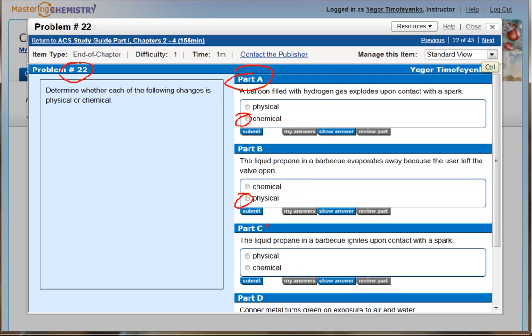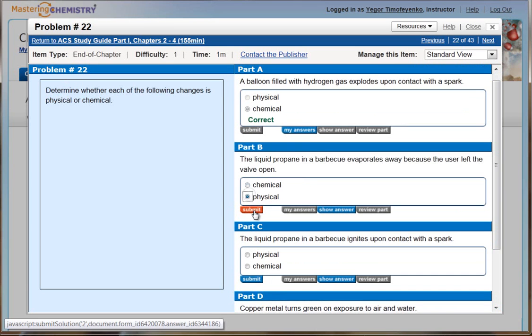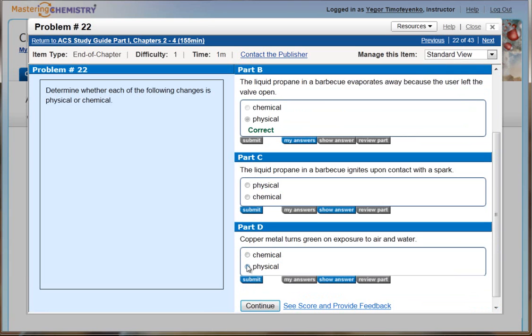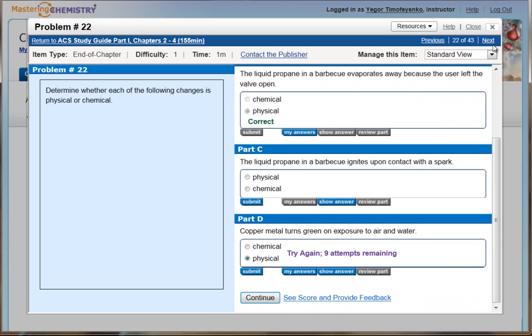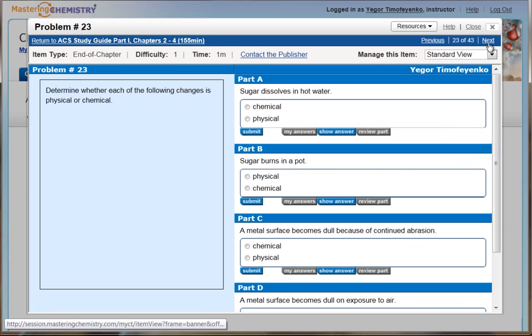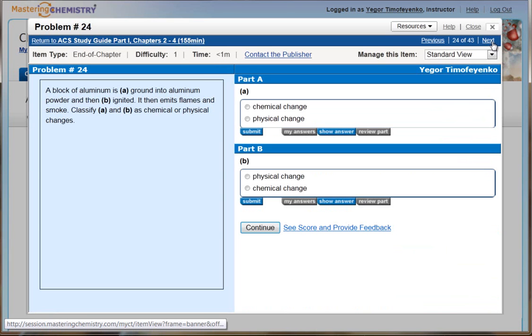So in this next part C, the liquid propane in a barbecue ignites upon contact with a spark. It's not a transition involving changes in state of matter of the same substance. You actually have a change in the chemical, therefore it's a chemical transformation. So we have chemical, physical, chemical. Same story.